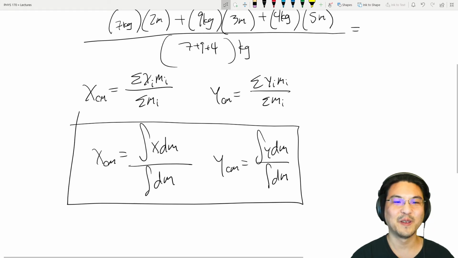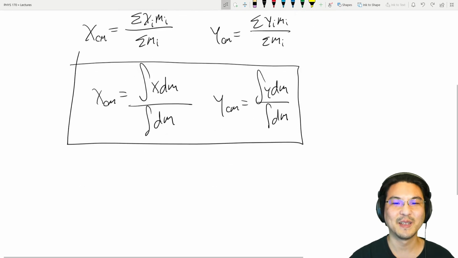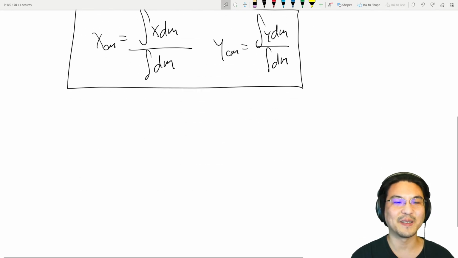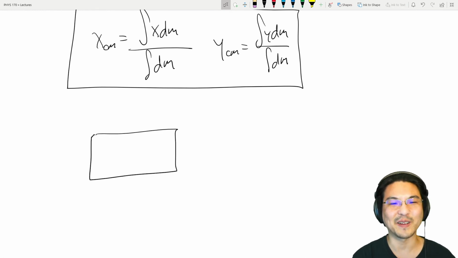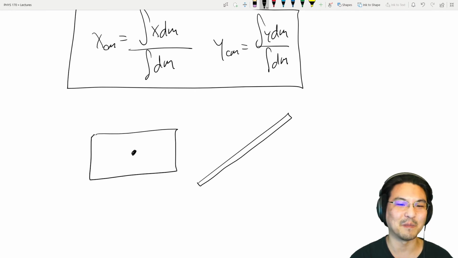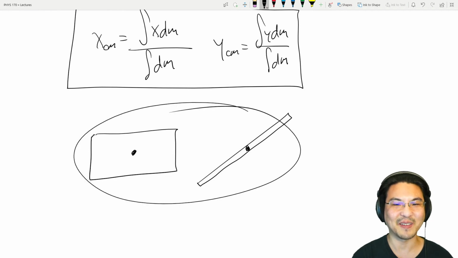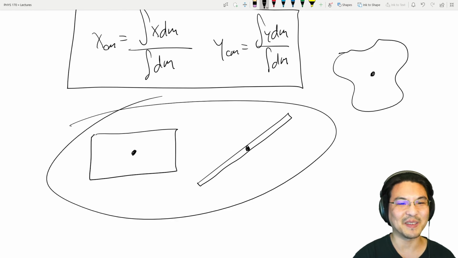But we'll save this actual computation for another class. For this semester, we're going to stick to objects where it's obvious where the center of mass is, like a square, or a rectangle. The center of mass is right in the middle. Like here's a really skinny bar. The center of mass is just in the middle. So we're going to stick to shapes that look like this. If you have some shape that looks like this, you'd have to integrate to find the location of the center of mass. So we won't do that this semester, just shapes like this.